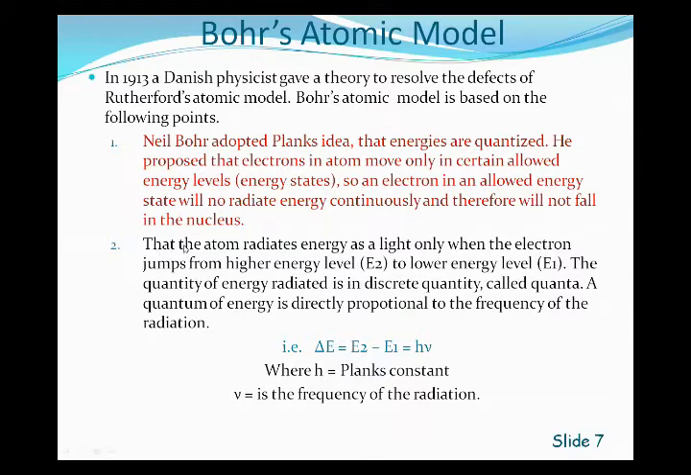The second point is that atoms radiate energy as light only when the electron jumps from a higher energy level, E2, to a lower energy level, E1. According to this point, an atom can radiate energy only when an electron jumps from a higher energy level to a lower energy level. The quantity of energy radiated is a discrete quantity called a quantum. What is discrete? Discrete means distinct, specific, separate.